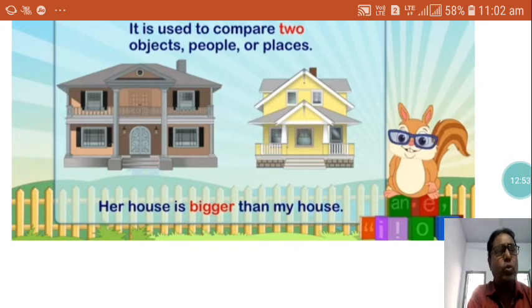And adjectives of two syllables or more than two syllables are followed by more. We put more in the comparative form, like more honest, and in the superlative form, most honest. So is intelligent, more intelligent, most intelligent. So is beautiful, beautiful. This word beautiful is made of three syllables.